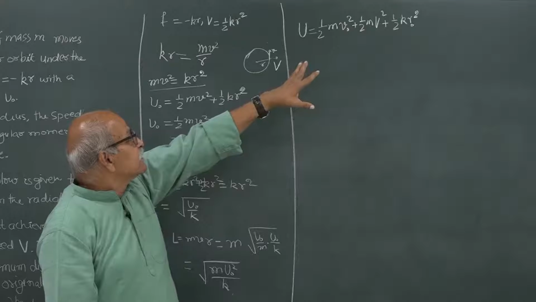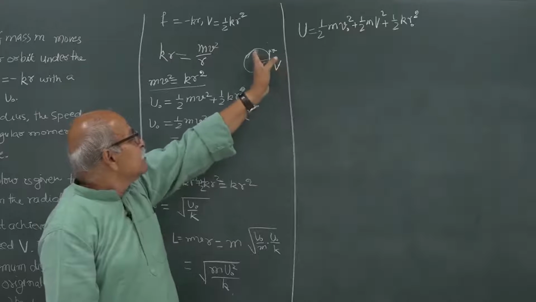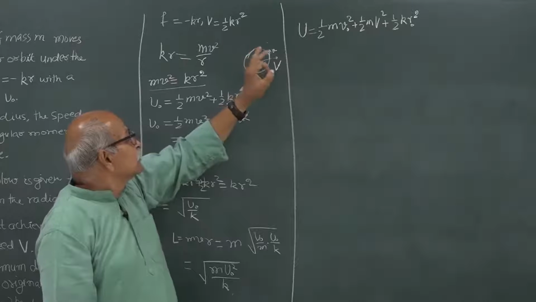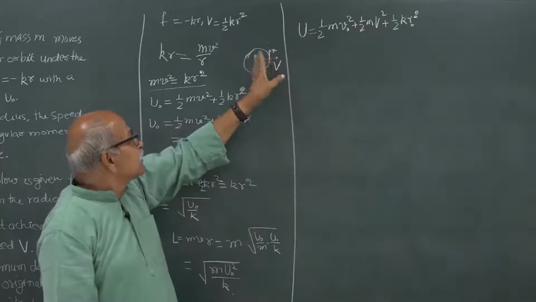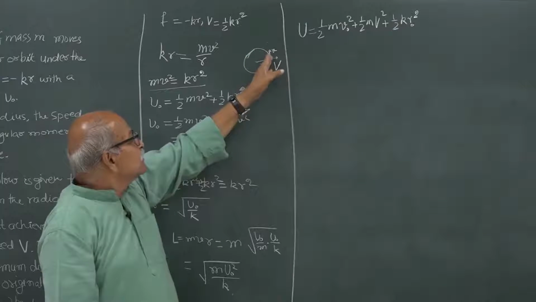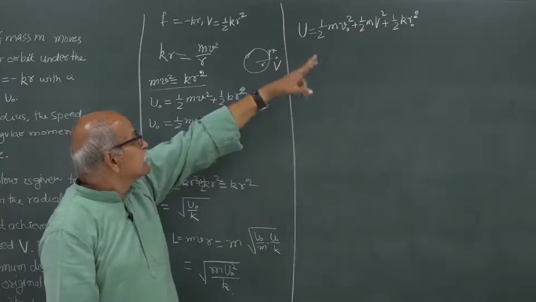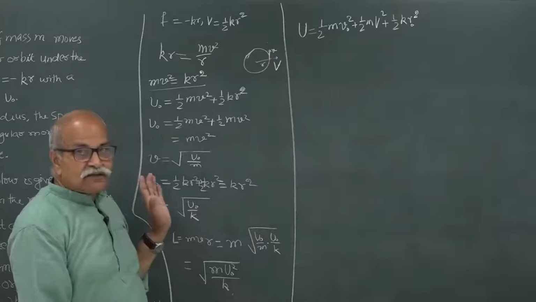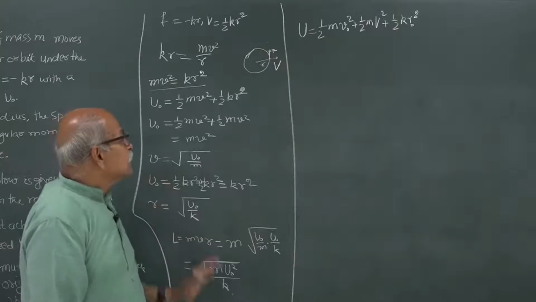So, that is the kinetic energy, and then the initial potential energy just after the blow. Let us say just after the blow, the kinetic energy is this and potential energy is half k r naught square, where r naught is this. Alright. So, this is it.